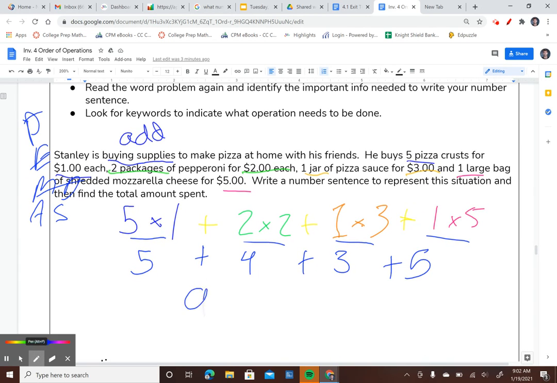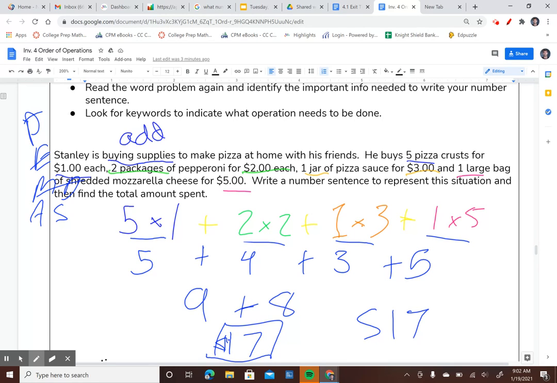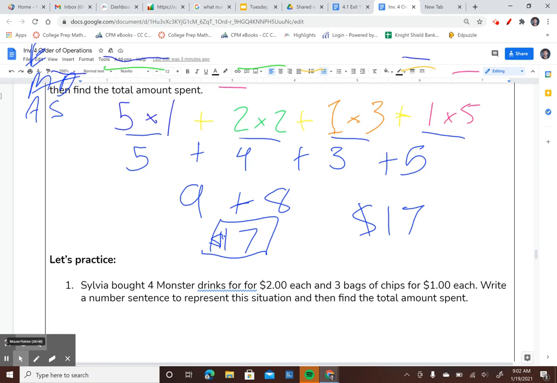We can have 5 plus 4 to get 9, 3 plus 5 to get 8. Makes it a little bit easier. 9 plus 8 equals 17. So if you went to the store and bought all these ingredients to make pizza, it would cost you $17. All right, let's look at the next problem.